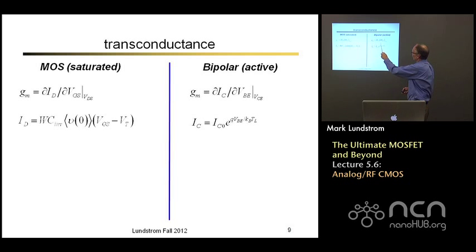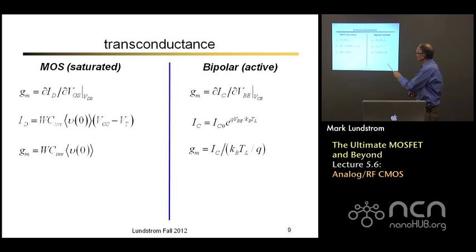We know what the collector current is for a bipolar. We can do the derivatives. We'll get a simple expression for the transconductance of the MOSFET: width times C inversion times average velocity at the virtual source. We'll get an even simpler expression for the transconductance of a bipolar. It's just the DC collector current divided by kT over q.